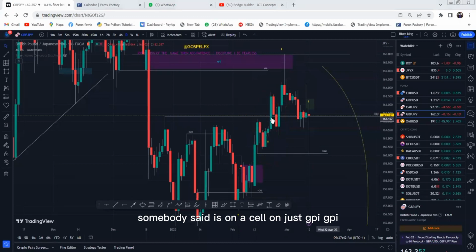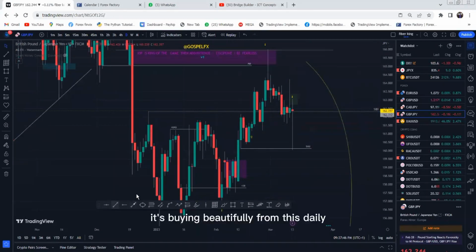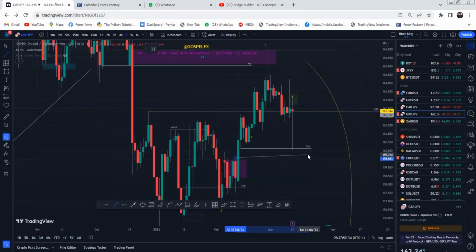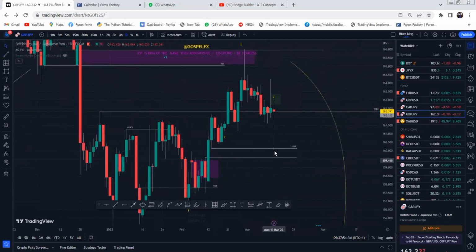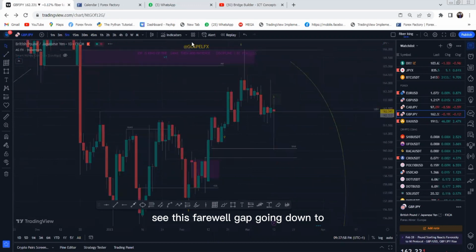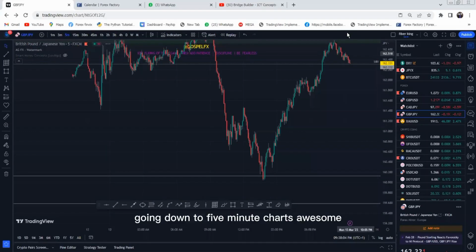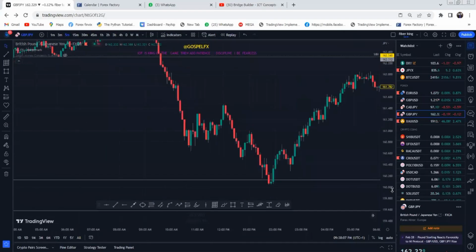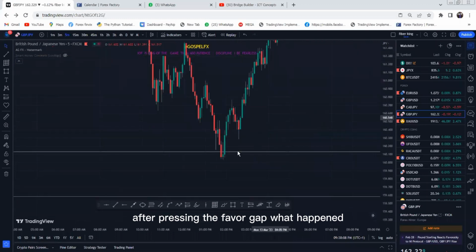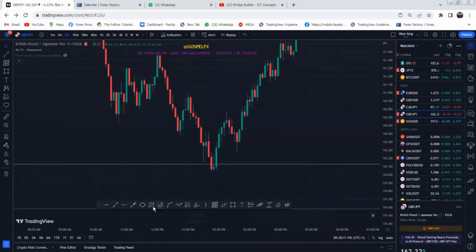Somebody said it's on a sell on this GPY. It's buying beautifully from this daily fair value gap here. I think you can see that. See that buy move after price, see this fair value gap going down to the 5-minute charts. Awesome. After price fills the fair value gap, what happened?